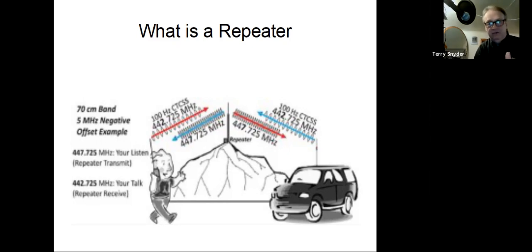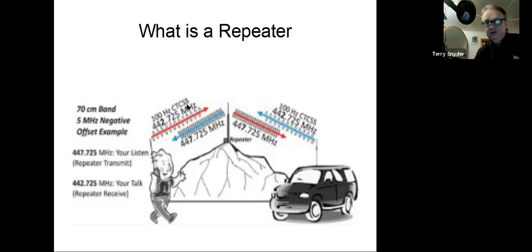And you're listening, it shows you your listening frequency. And then when you key it, it'll show your transmitting frequency normally. And the repeater transmits on one frequency and listens on the other. And then some of them will rebroadcast that 100 hertz tone if that's what it is.